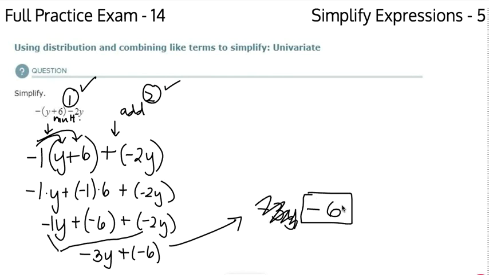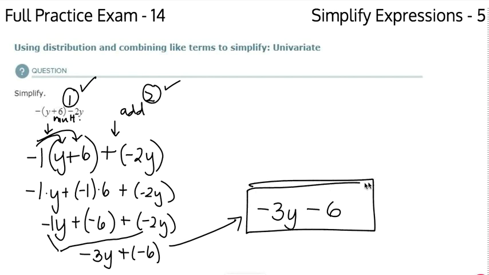That's because subtracting 6 is the same thing as adding -6. It's the same process. You're taking 6 away. You have 6 less. So your final answer in Alex, -3y minus 6.